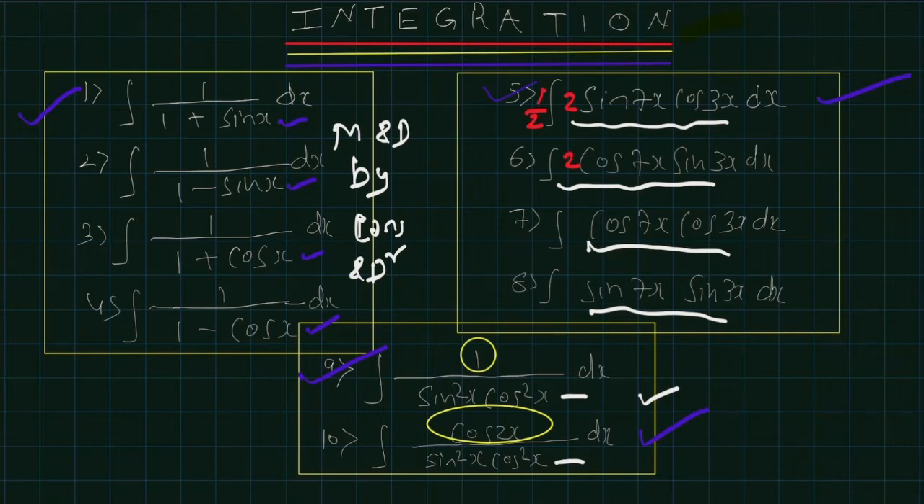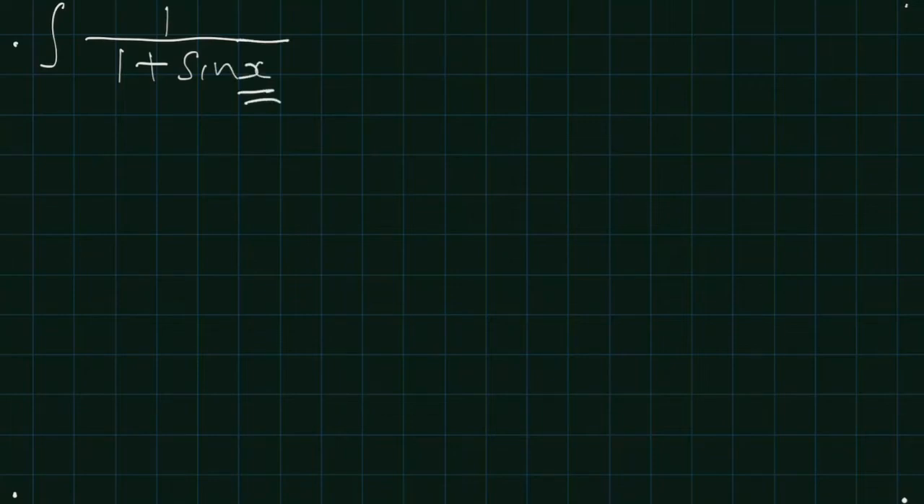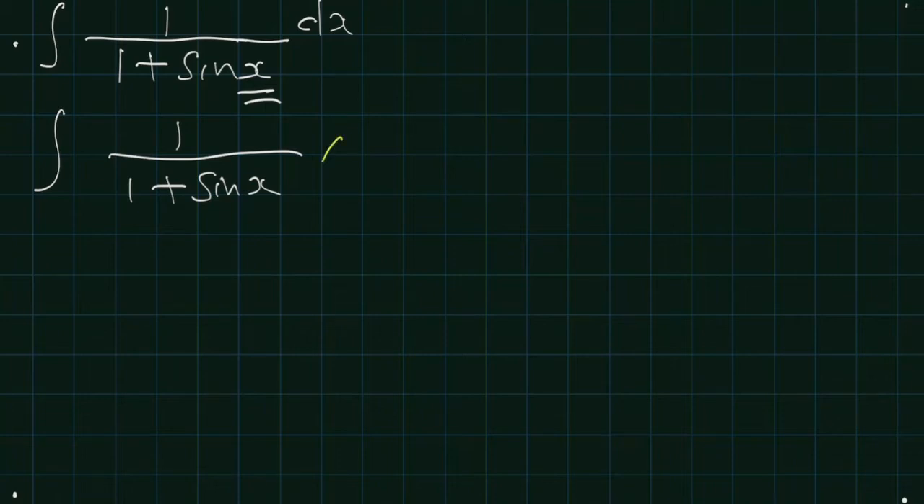Let's start. The question we have here is integration of 1 by 1 plus sin x. It's not necessary that you'll get sin x, it can be sin 2x, sin 3x, anything, the angle can change, but the methodology remains the same. What we do here is multiply and divide by the conjugate of the denominator. What is the conjugate of 1 plus sin x? It is 1 minus sin x. So we multiply and divide by 1 minus sin x.